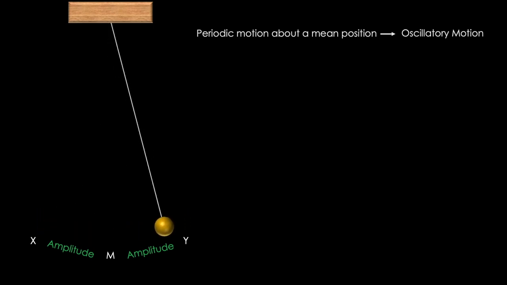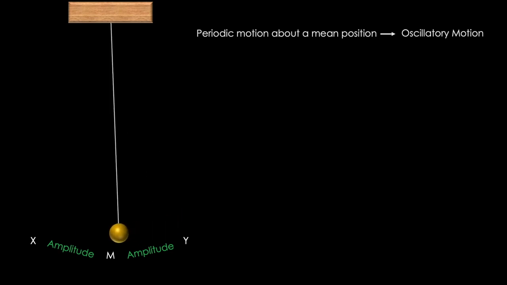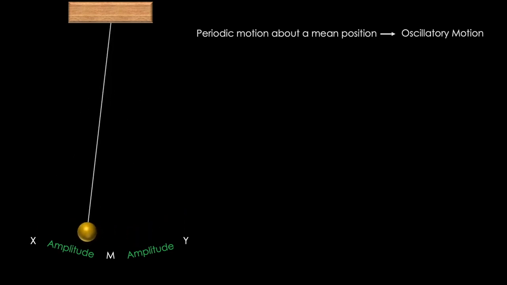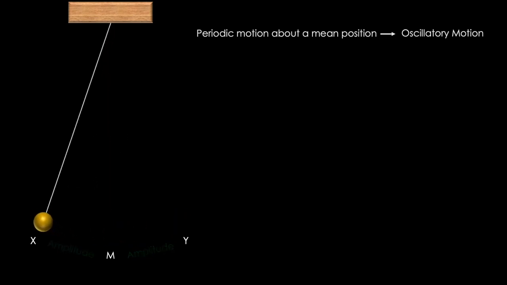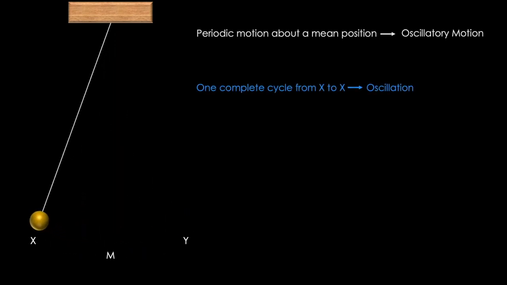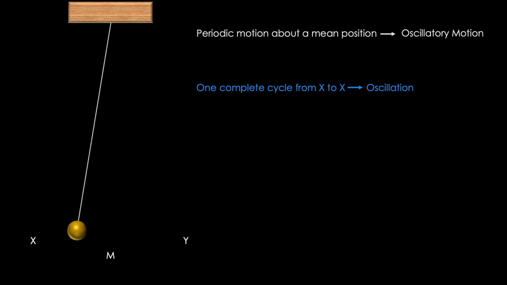And one full cycle of motion of the pendulum from the point x to the point y and back to x is called an oscillation. So an oscillation could be from x to x or from y to y, or it could be from m to y and then x and then back to m.